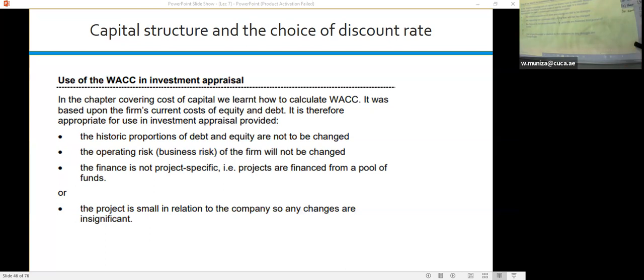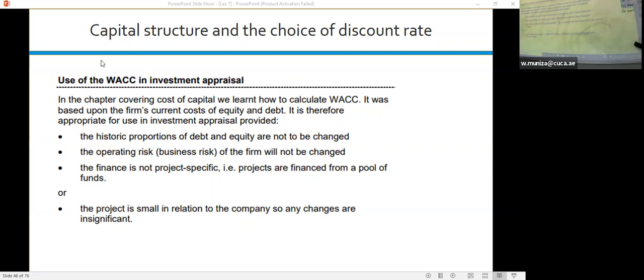It is therefore appropriate for use in investment appraisal provided the historic proportions of debt and equity are not changed. If you are investing in a company with the same debt to equity ratio, where the financial gearing is the same, then you can use WACC. If historic proportions are there, otherwise no. The operating gearing of the firm will not be changed. So if the operating gearing, the ratio of fixed to variable cost, is the same, then you can use WACC. Otherwise, not. The finance is not project specific. That is, projects are financed from the pool of funds, or the project is small in relation to the company, so the changes are insignificant.